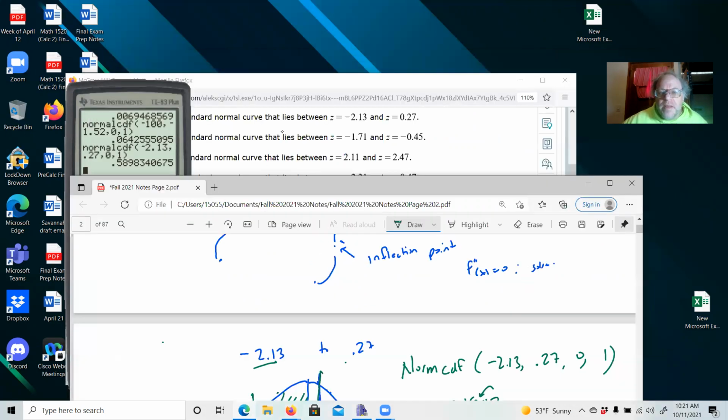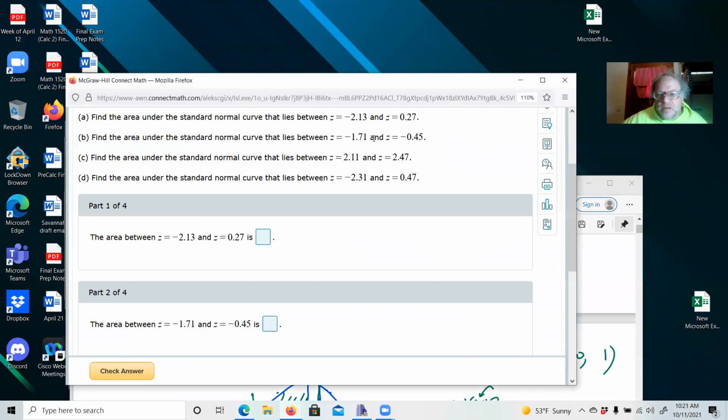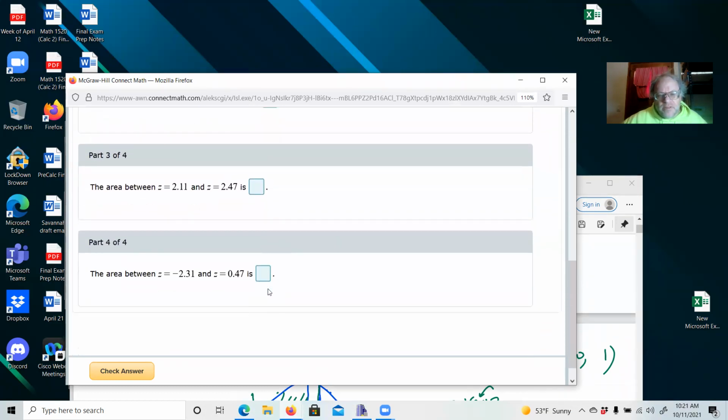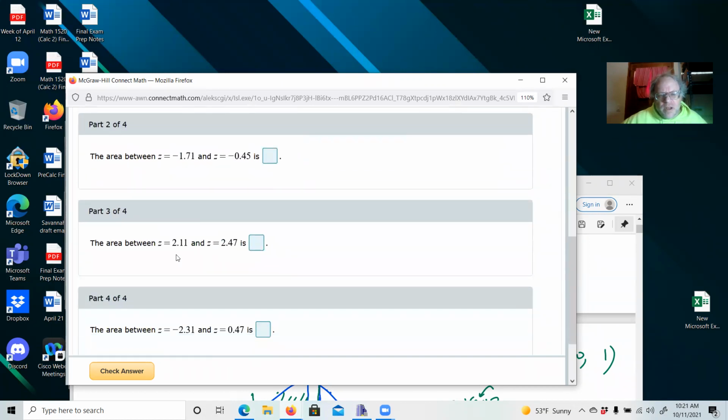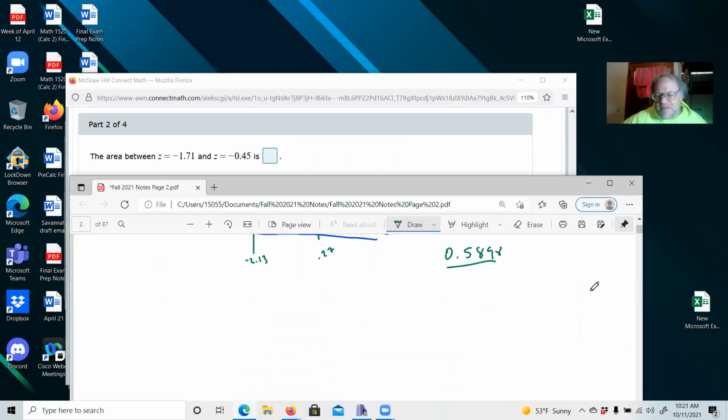All right, so this first one, 0.5898. I'm not going to check, but it yells at you if you don't put the leading 0 in there, so we'll do that. Okay, let's do one more. How about we try this one, 0.211 to 0.247. That's not going to be a big number.